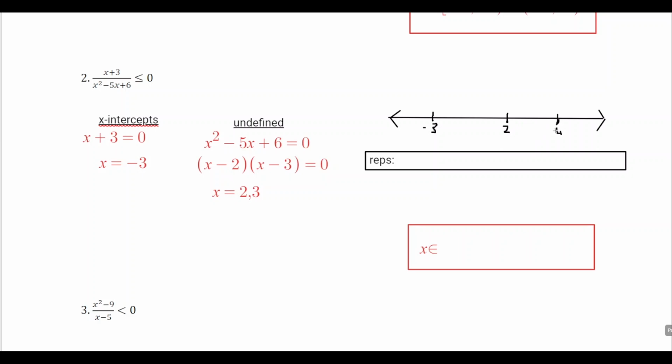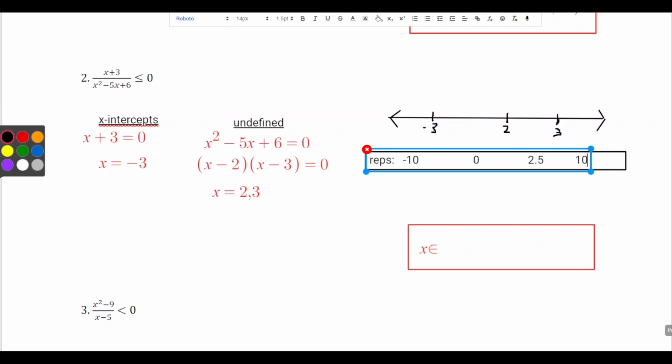So I'm going to need 4 representatives because I've got 4 intervals here. I'm going to pick negative 10, 0, 2.5, and I guess we'll go with 10. So I'm going to plug these in and figure out whether I'm positive or negative.